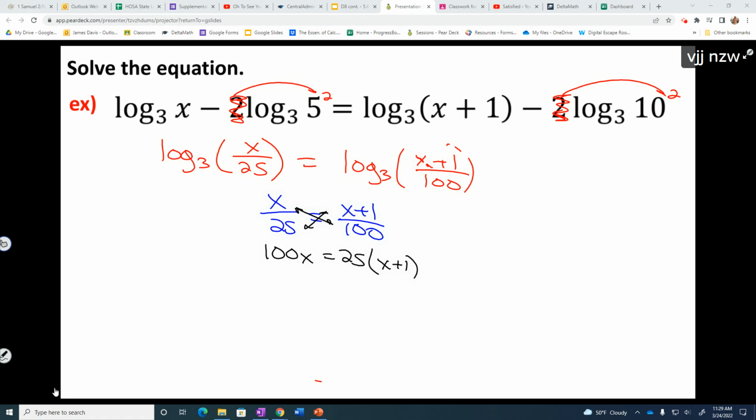So then we get 100x equals 25x plus 25. And then subtract the 25 to get 75x equals 25. Divide. 1/3. Yeah, 1/3. Next. So really that wasn't bad, right? Once you just did the log properties. And then it's just some basic algebra.